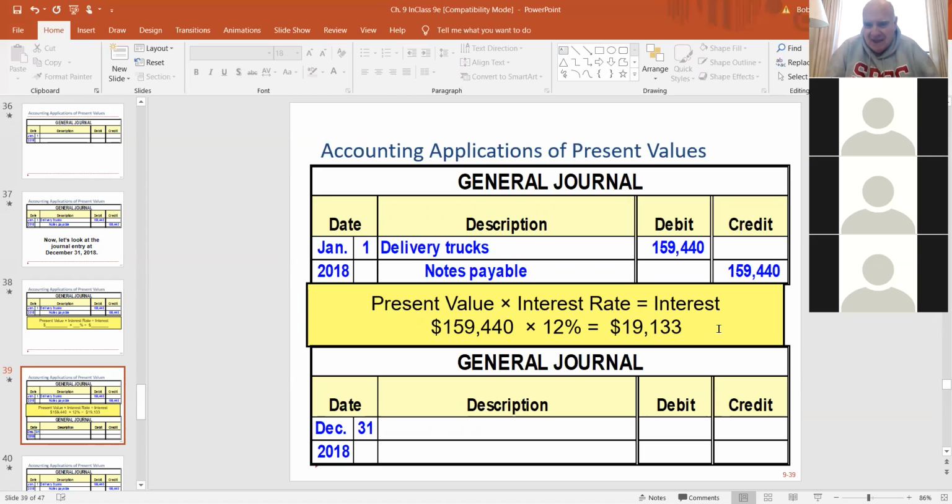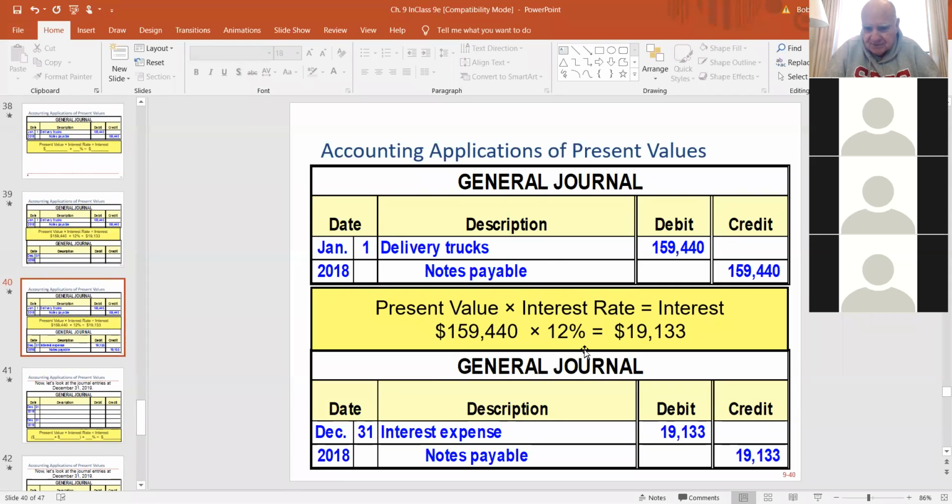Ready? Now we're ready to record the interest expense. What expense do we debit in this journal entry? The $19,133. Yeah, debit interest expense $19,133. And what do you think we're going to credit? I'll give you a hint. It's part of the first. I was going to say interest payable. Don't say interest payable. Notes payable, because we have to get this note up to $200,000 at the end of the deal. How about that, huh?